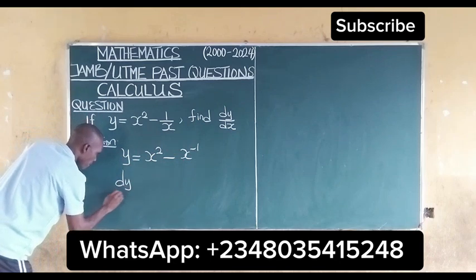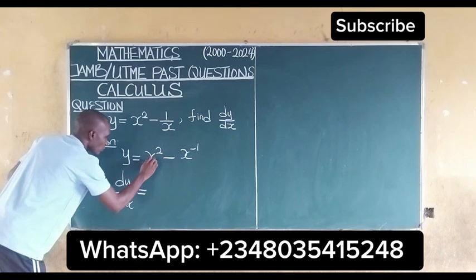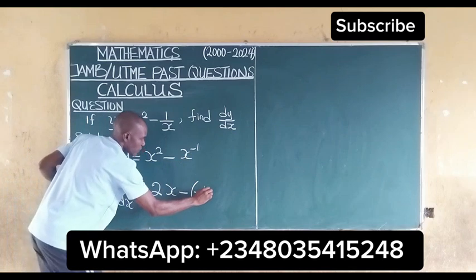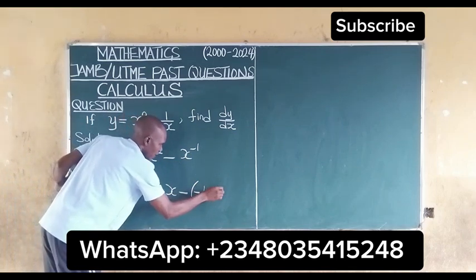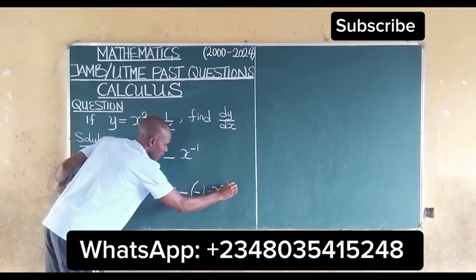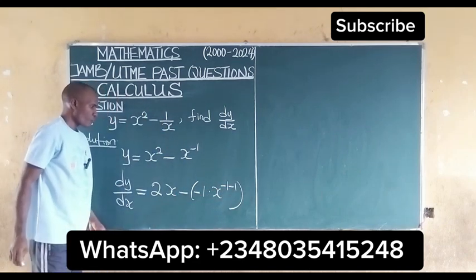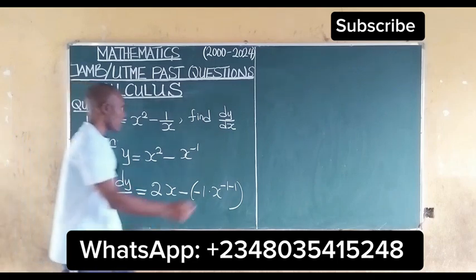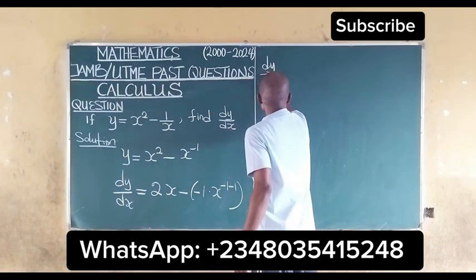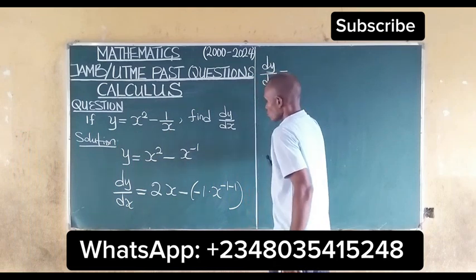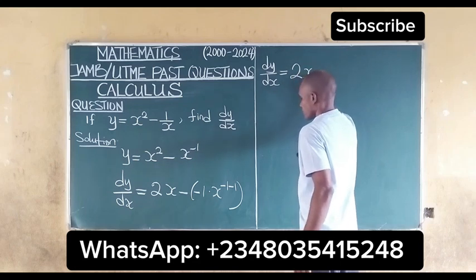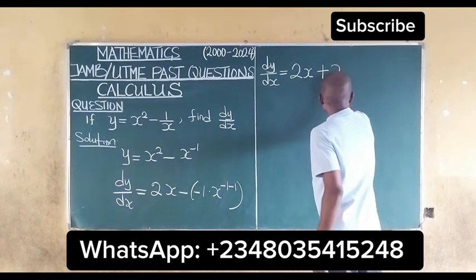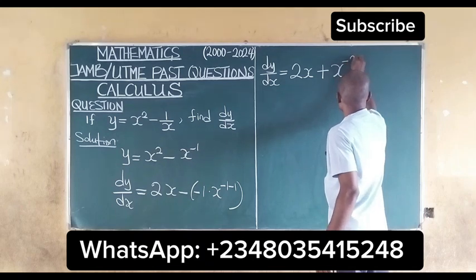So the dy/dx will be equal to 2x minus 1 multiplied by x raised to the power of minus 1 minus 1. So the next thing to do is to write this out properly. So it then means that dy/dx will be equal to 2x. This multiplied by this will give you plus x raised to the power of minus 2.